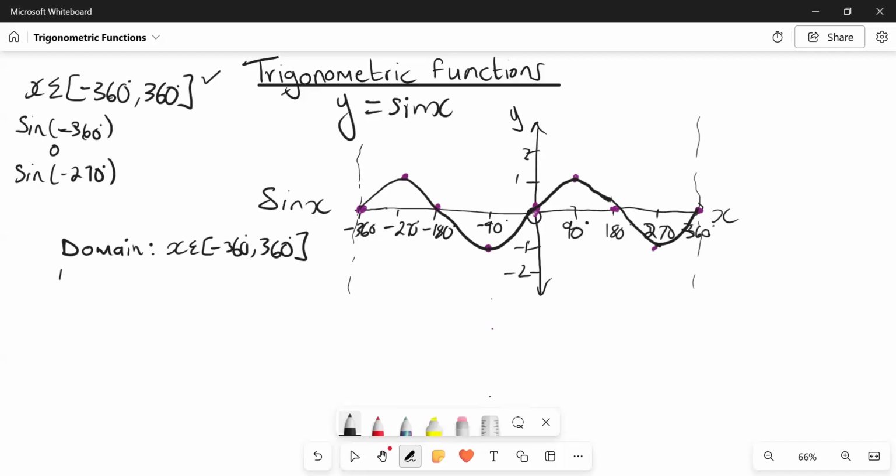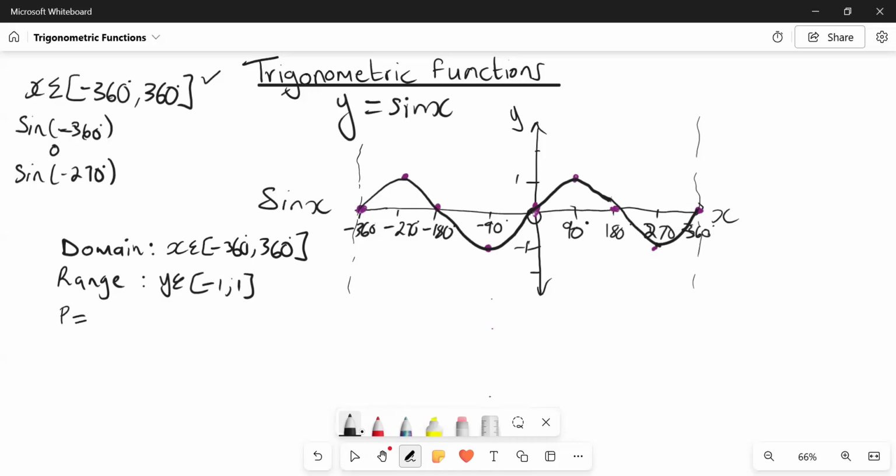That's the domain. Now, let's talk about the range. Where do you see your graph in terms of y? So we can say y is an element of negative 1 to 1. That's where we see our graph in terms of y. And then now the period. When we talk about the period, the period is just the horizontal distance to complete one cycle.